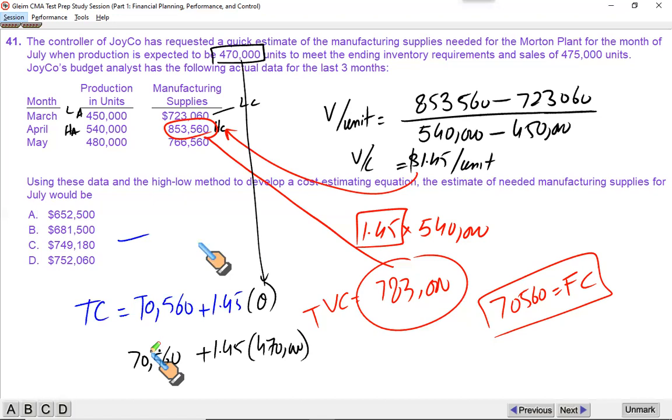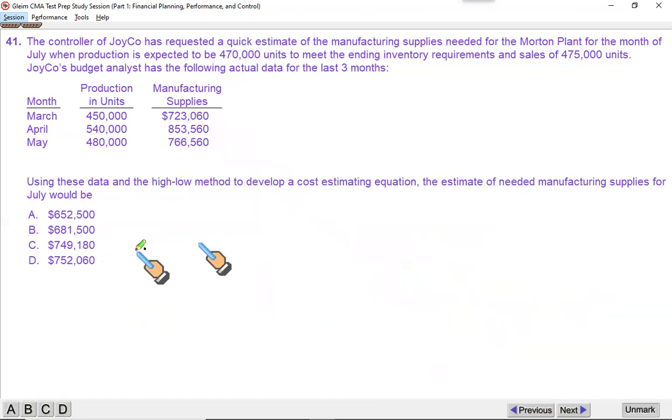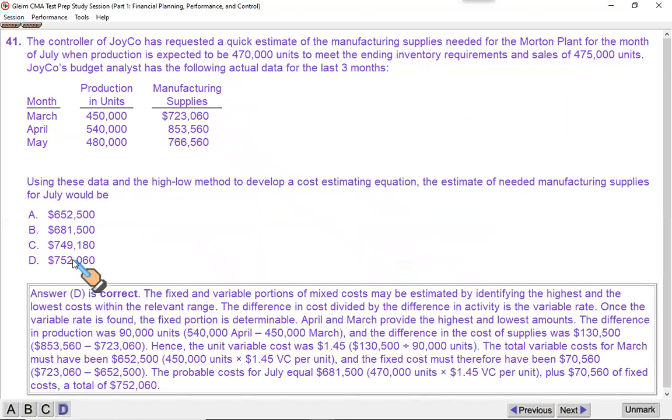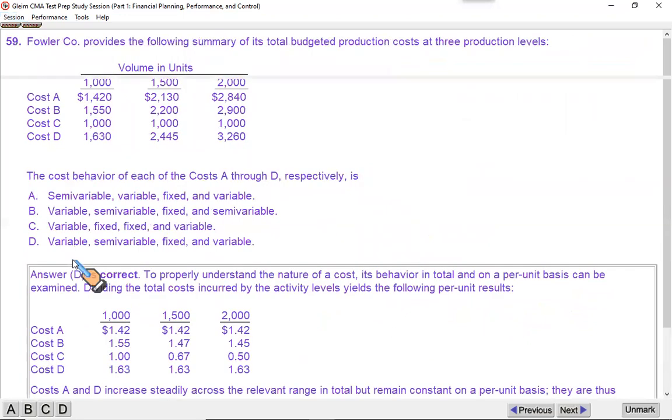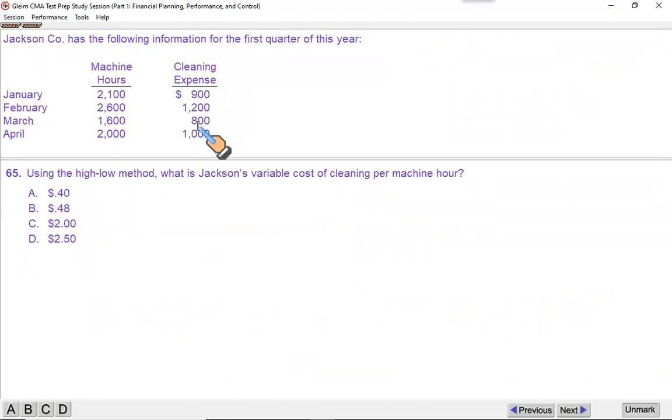Let me check it. 1.45 multiplied by 470,000. To this add 70,560. This gives me 752,060. This is your total cost estimated at this level of activity. So that makes D the correct option. So this is how you use the high-low method to identify the variable part and fixed part, and using this you can estimate the cost. Let us try to solidify this concept using another example, this one.